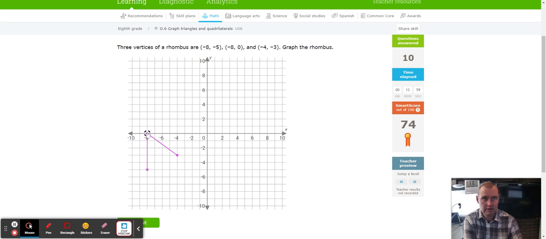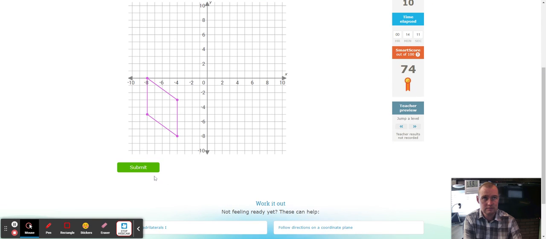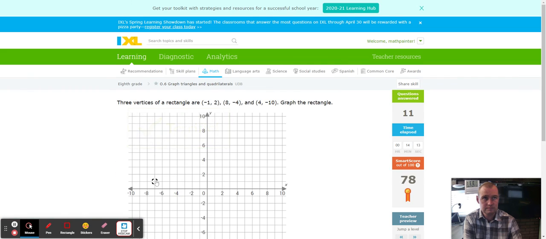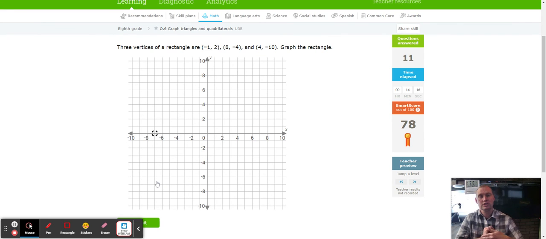Same concept. I'm going to use the vertical line. How long is it? 1, 2, 3, 4, 5 units. So I'm also going to stay vertical. 1, 2, 3, 4, 5 units. And we got one more question to go to reach a SMART score of 80 or higher. So we're at 78 right now. All right.